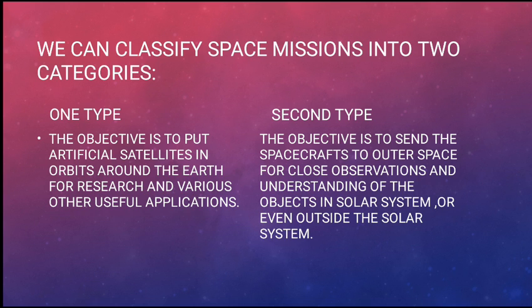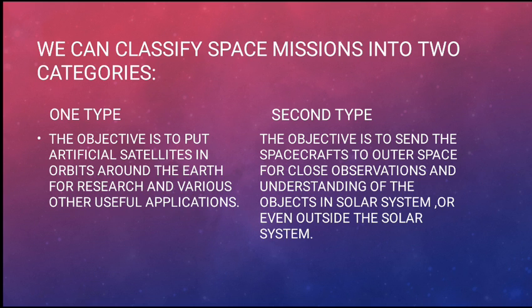Now, substantial developments in technology, especially space technology, have led to 1,000 artificial satellites being placed into orbits around the Earth. Space missions have been undertaken for close observation of various objects in the solar system. Now let us learn about all this in this chapter, Space Missions.